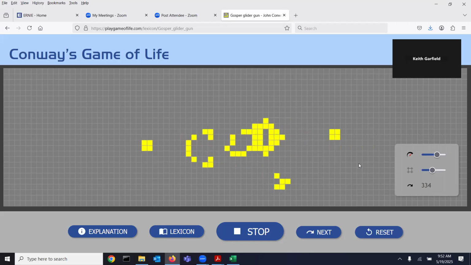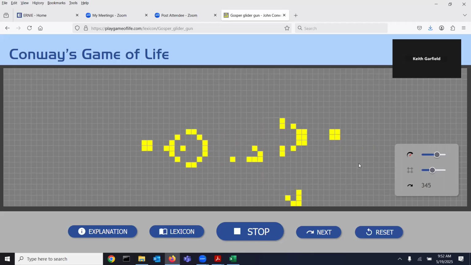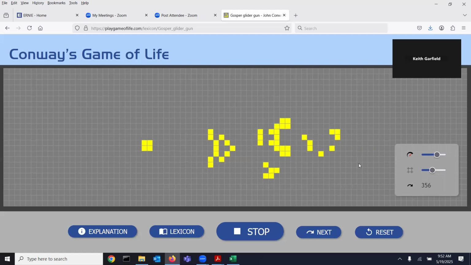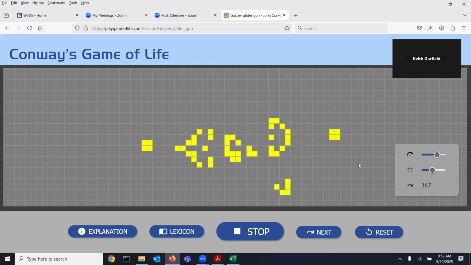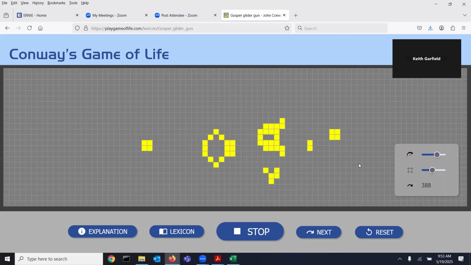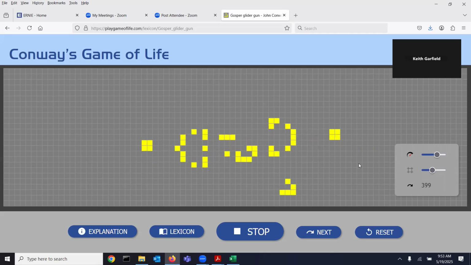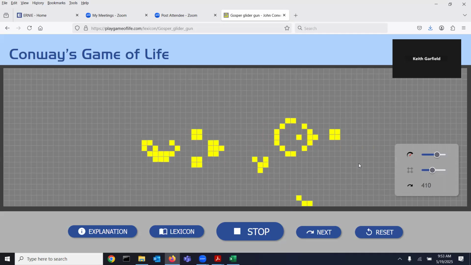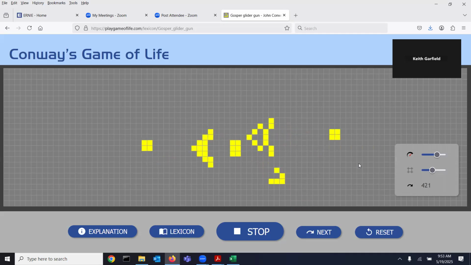Notice, by the way, these guys are stable because I think if you have 3 next to you, you stay alive. If you have more than three, you die. And in order to create one, you need to have three. So notice that guy went away for a second. He goes away, but then he comes back.